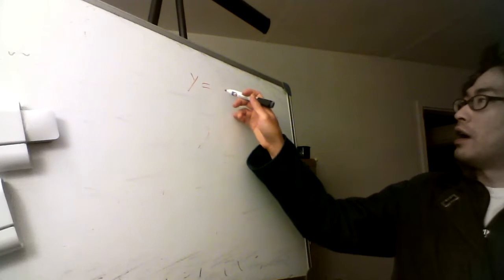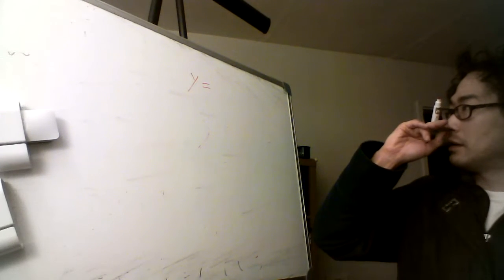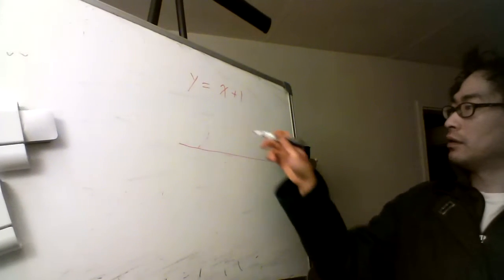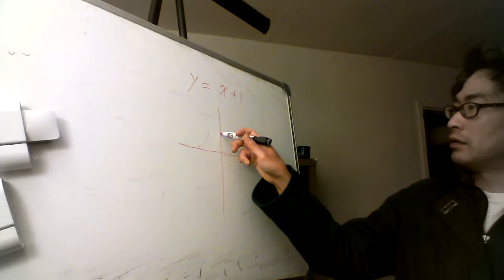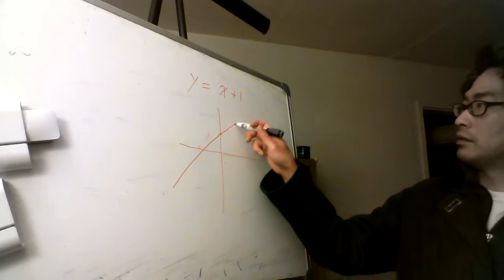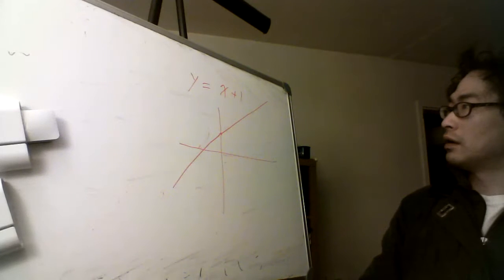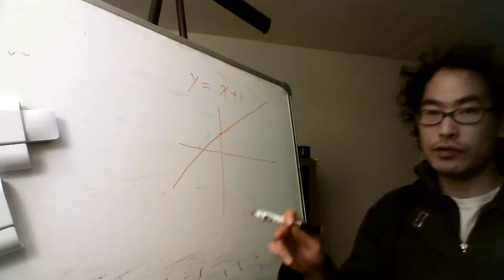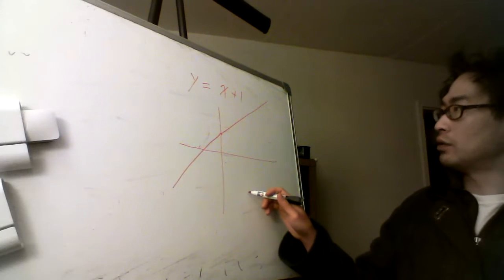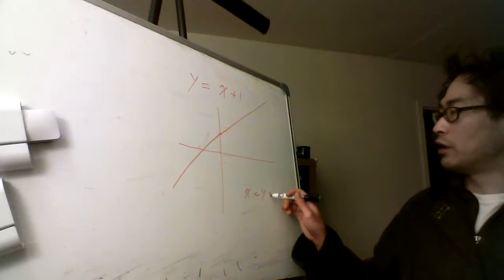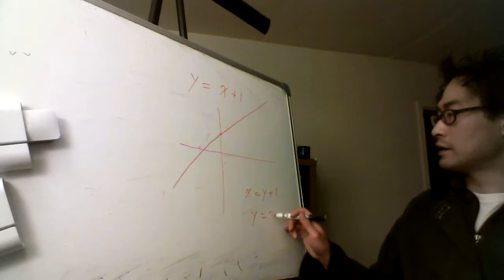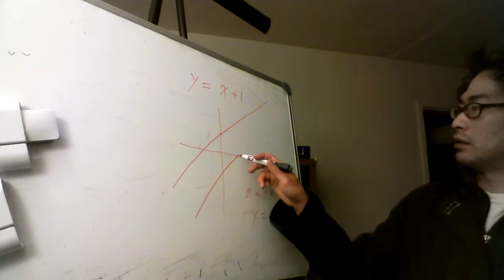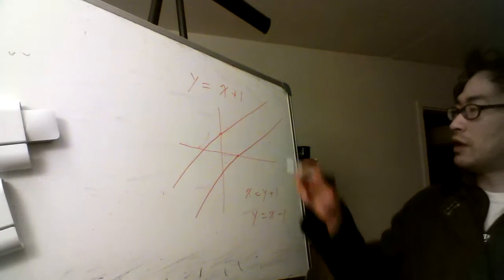Y is what? X plus 1. Okay? What's the inverse function of that? Well, to find the inverse function, you switch x and y. So x is equal to y plus 1, so y is equal to x minus 1. Yeah, they're inverse functions of each other.